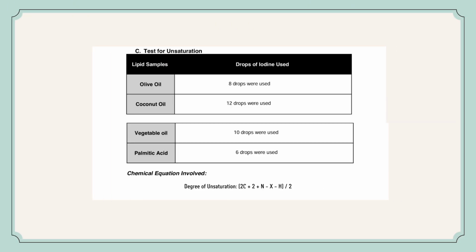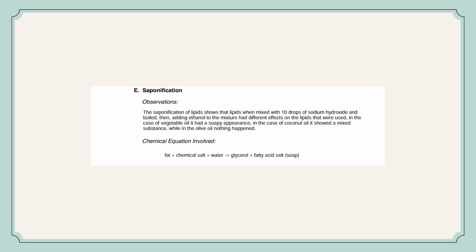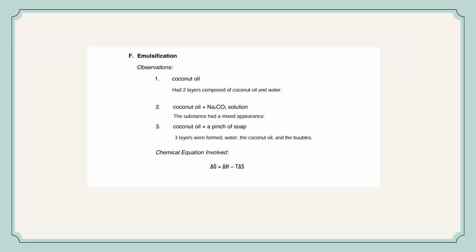For the test of unsaturation, palmitic acid was the most reactive, as it only took 6 drops for the color to change, followed by olive oil, which took 8, vegetable oil, which took 10, and coconut oil, which took 12. For the saponification test, vegetable oil had a soapy appearance, while coconut oil only showed a mixed substance, while for the olive oil, nothing happened.